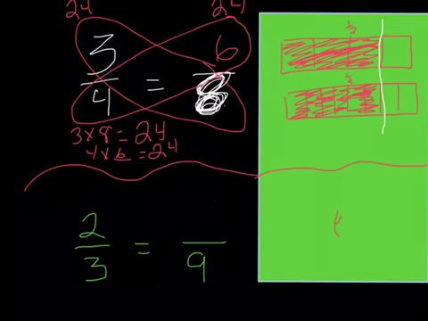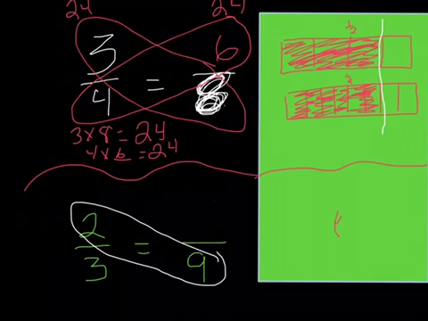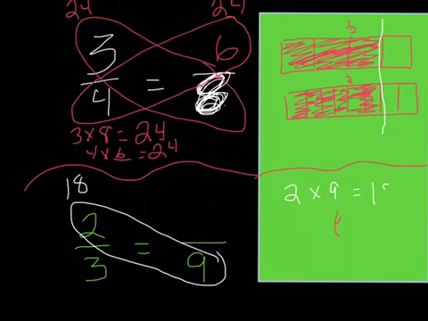So let's look at our green equation down here. We have 2/3 equals some ninths. We're not sure. So first, I'm going to work with the 2 numbers that are present. Don't start with your missing numbers. That would be confusing. We have 2 times 9, which equals 18.